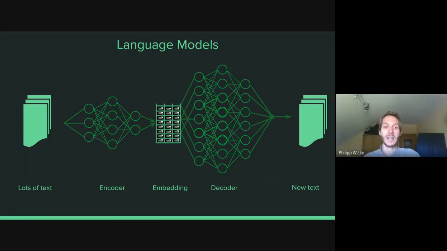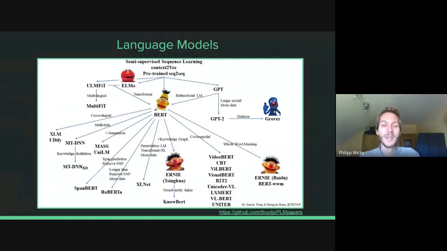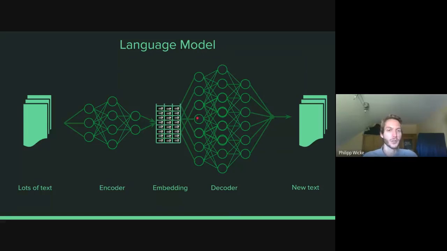But now I have to state a disclaimer. There are very different versions, very different models, very different approaches. They're also very recent and fast evolving. So here's just an overview of what has happened in the last year or two. There is this tendency of naming language models after Sesame Street characters. So we have BERT, ELMo, ERNIE, and things like this. You can find more about this. I also linked the GitHub that explains a bit more about these language models. So if you see the language model here, take it with a grain of salt. This is just a conceptual overview.